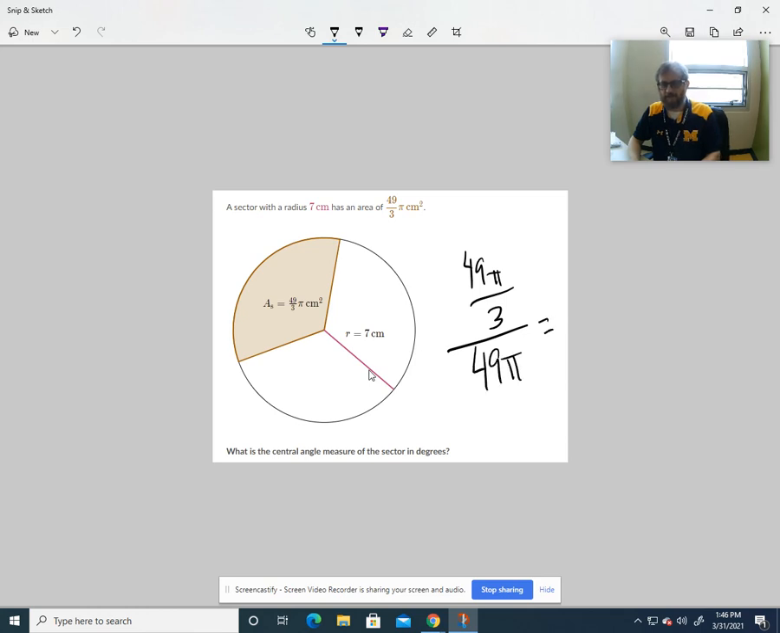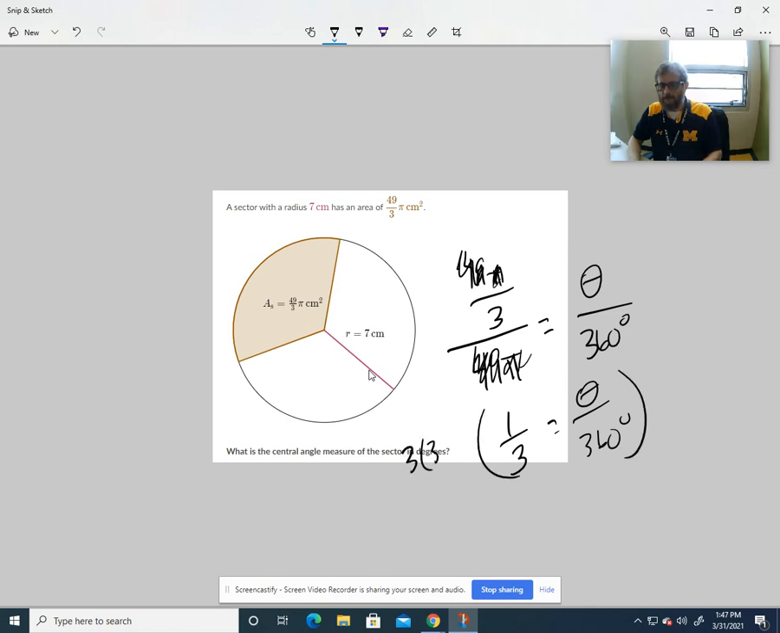I see some nice things going on there. I don't know my angle, and they want it in degrees. Well, what I saw going on nice here is the pi's cancel, and then also the 49s cancel completely out. So I'm just left with 1/3 equals theta over 360. And here we go again. We're going to multiply by my denominators. The 3's cancel. I get 360 degrees.